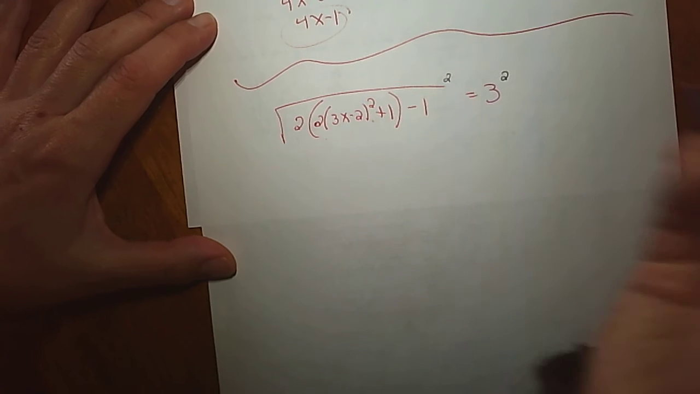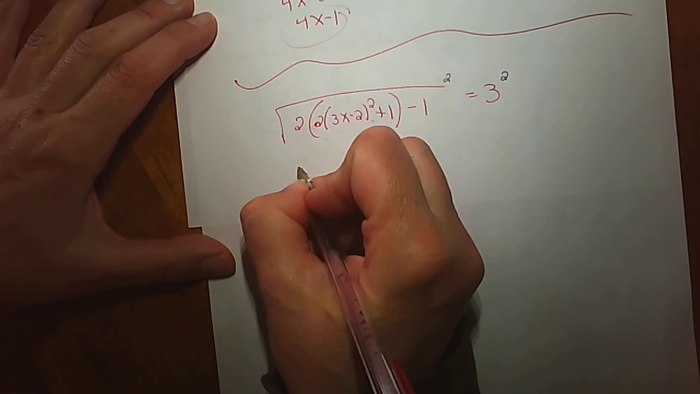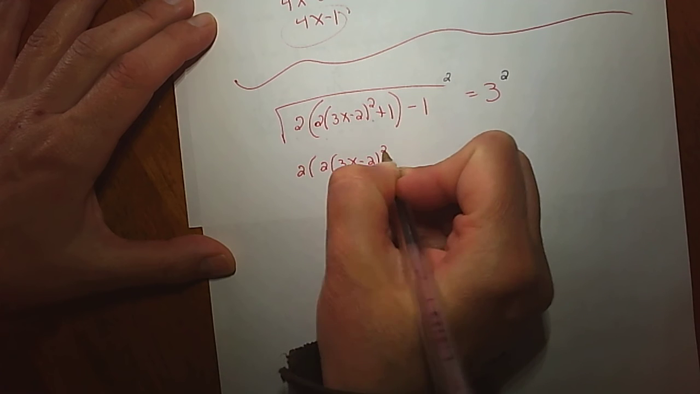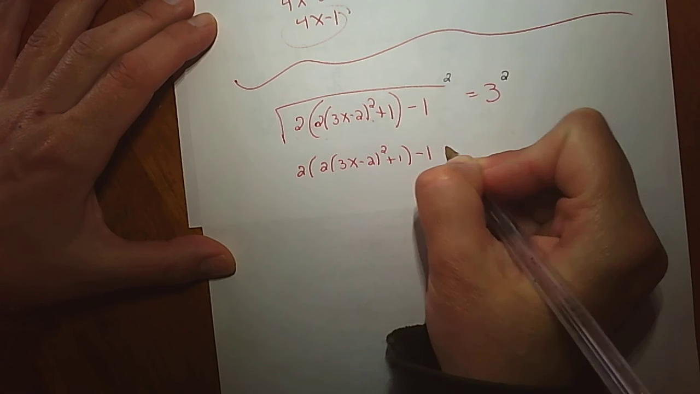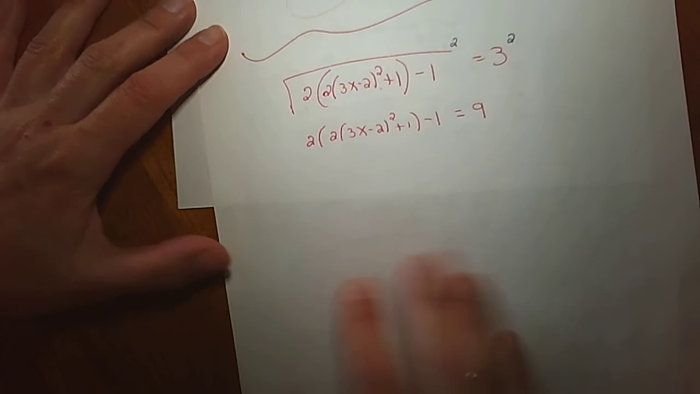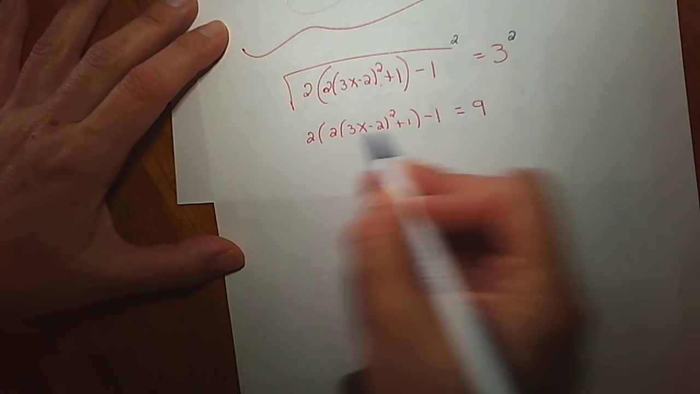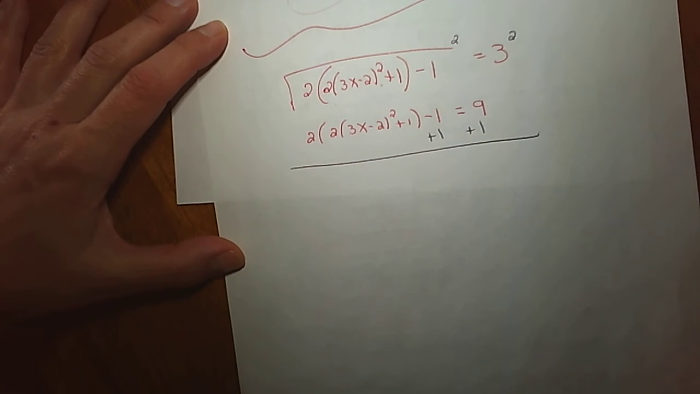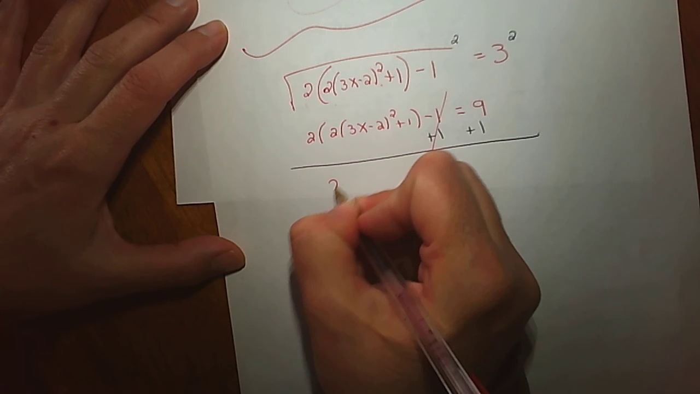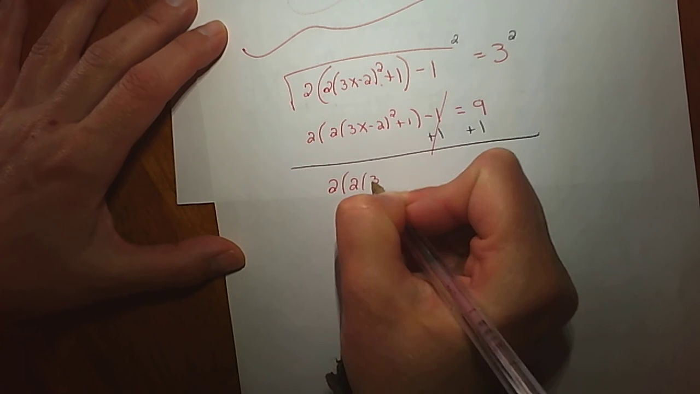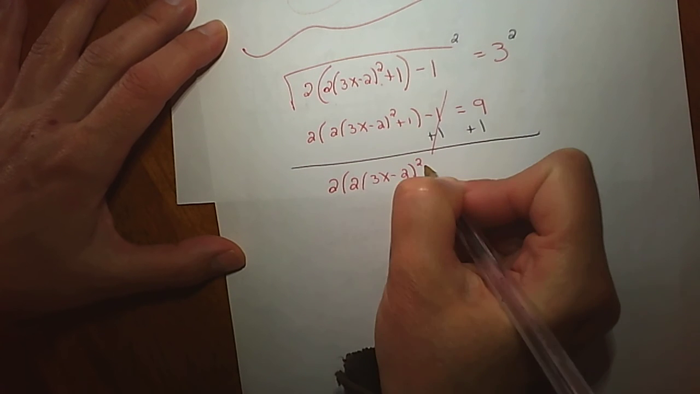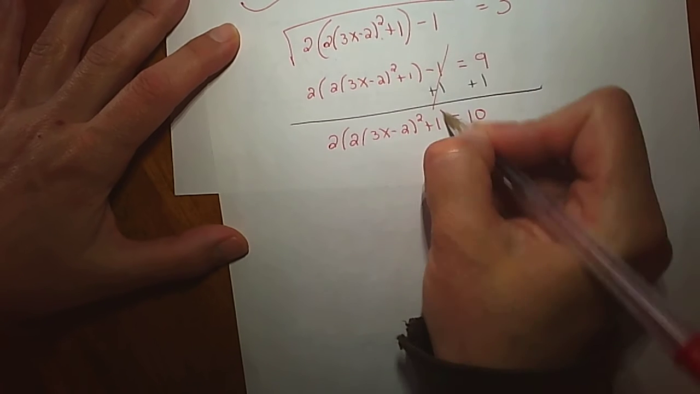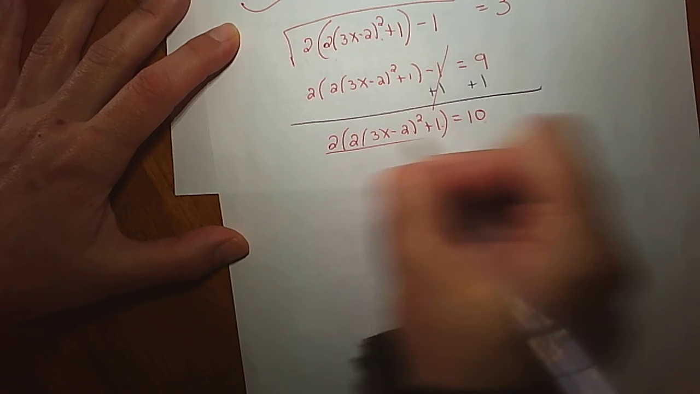Square both sides, right? So if I do that, I have 2 times (3x minus 2) squared plus 1, minus 1 equals 9. All right, now if you had to do this equation, I'm hoping you're thinking you would add the 1 over. So that would cancel. So I get 2 times (3x minus 2) squared plus 1 equals 10. Oh, this had a parenthesis here, I missed. Now I'm going to divide by 2.